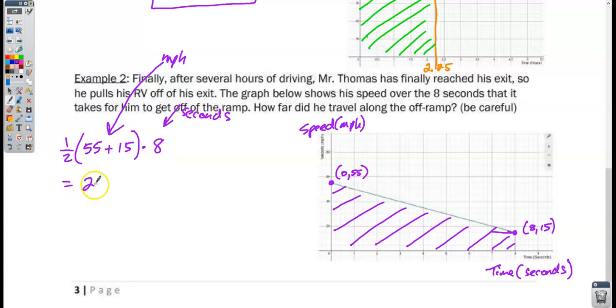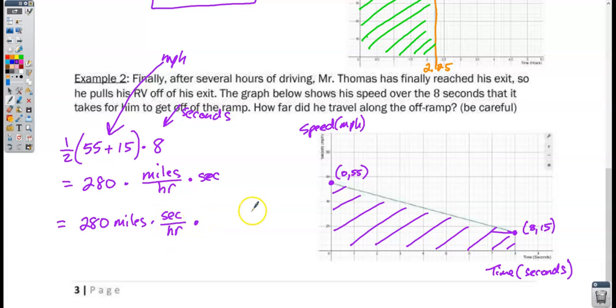That gives me 280. But if I multiplied these units out, I've got miles per hour times seconds. And if I want to know how far I traveled along the off-ramp, I want to convert this over to just miles. So I've got to get rid of the seconds per hour here. And of course, the way we do that, since we've got miles times seconds per hour, I'm going to multiply by an expression representing hours per second.